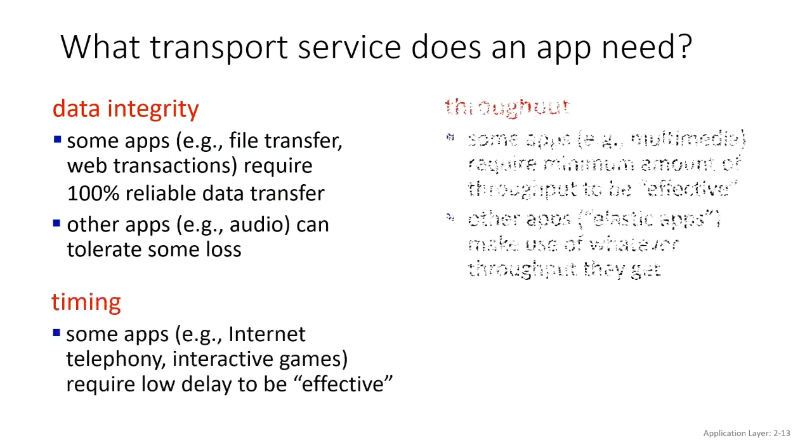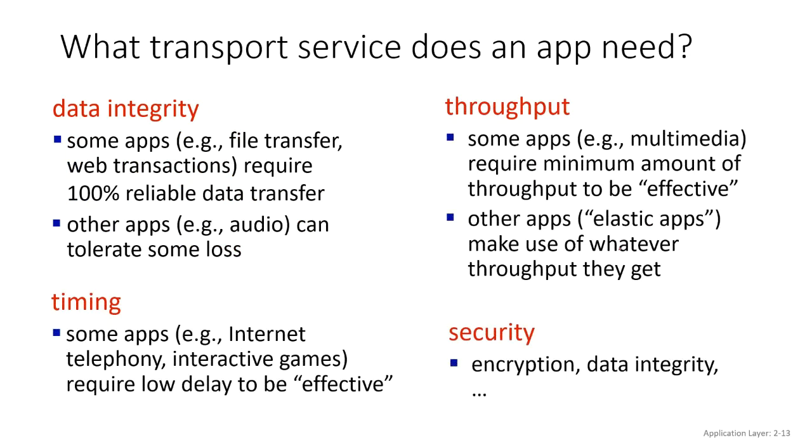All right. So what transport layer service does an application need? An application needs basically these four services: data integrity, timing, throughput, and security. And we heard about some of these before. One of them is throughput, and we'll start with that.